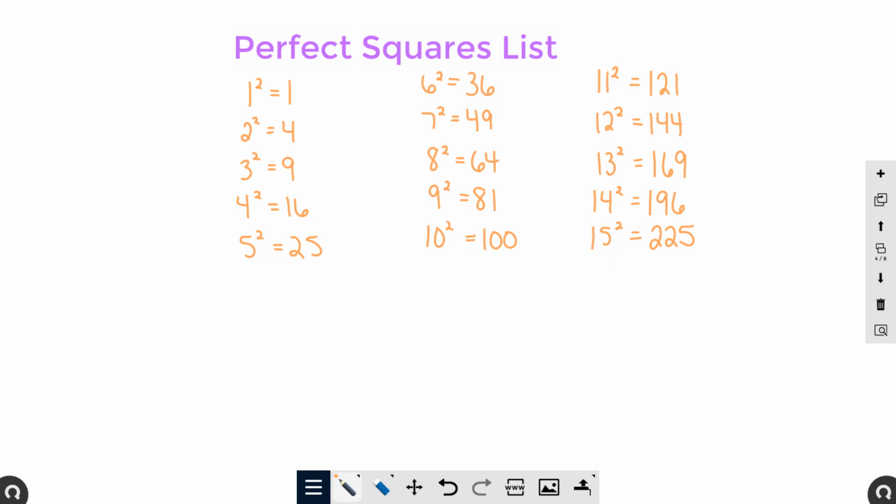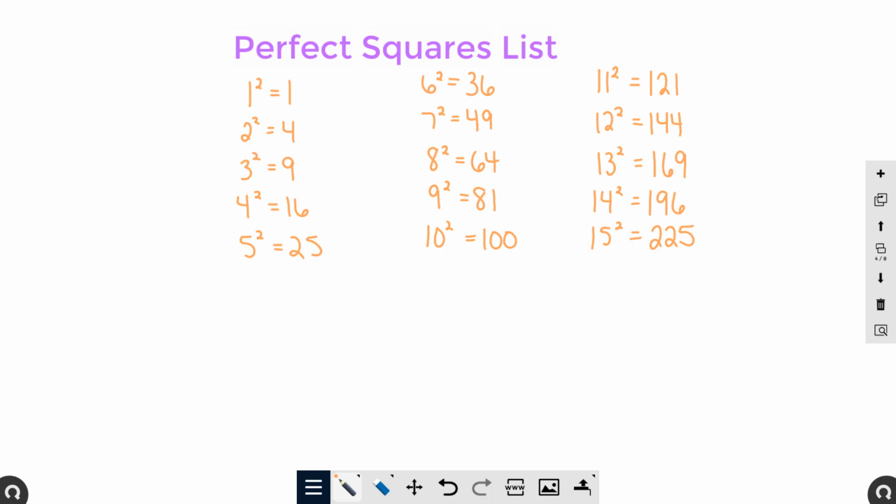The faster you recognize them, the easier and better off you are in all of your math classes that you will have. So make sure you know this list of perfect squares from 1 to 15, not to 25. It's going to make your life a lot easier.